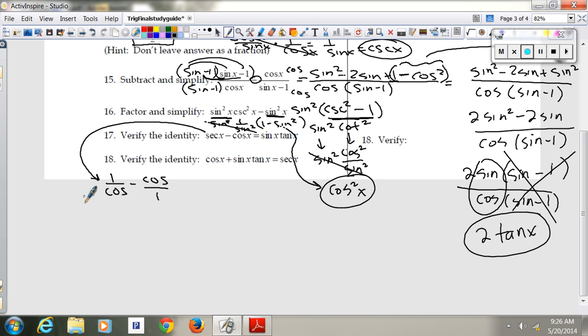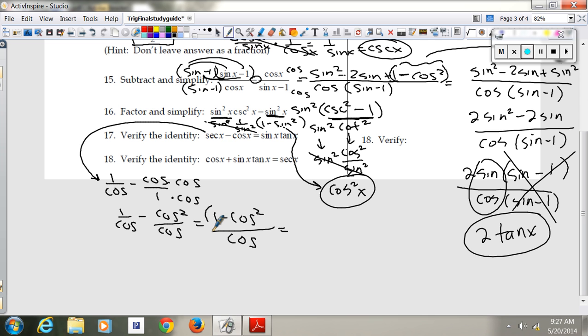I can guarantee you one question on the test is going to ask you what would be a good common denominator for a fraction like that. If you can just tell me what the common denominator is, you're going to get one right. What's a common denominator for those two? Just cosine. You've already got a cosine here. You're going to need to multiply this by cosine over cosine. You're going to get 1 over cosine minus cosine squared over cosine. That's going to give you 1 minus cosine squared on top and a cosine on the bottom.